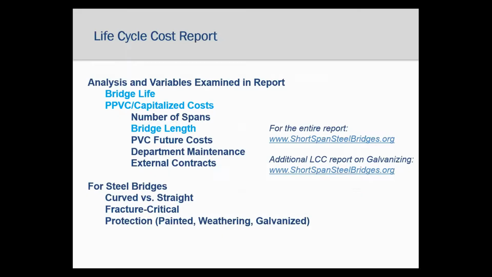The report considered bridge life and capitalized costs, where the capitalized costs were studied for several variables as shown here on the top left. Now we're only going to look at bridge life, capitalized costs for the entire database, and capitalized costs for short length bridges as shown in blue. But the full detailed report can be found on shortspansteelbridges.org. An additional study was performed to look at the life cycle costs of galvanized steel bridges, and that report can also be found at the website.